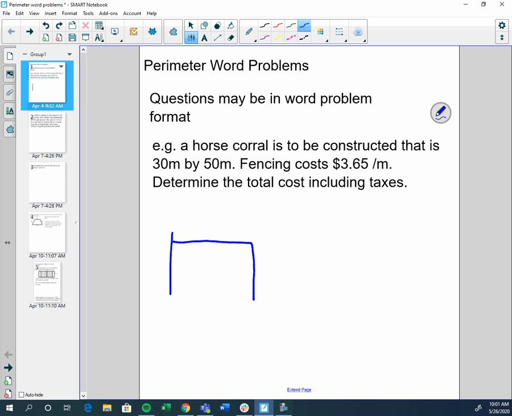I see that my pen needs to be recalibrated, so I'm going to do that. Okay, that should be better. So I've got my rectangular horse corral. It's 30 meters by 50. The long side is 50. The short side is 30. Not quite to scale.